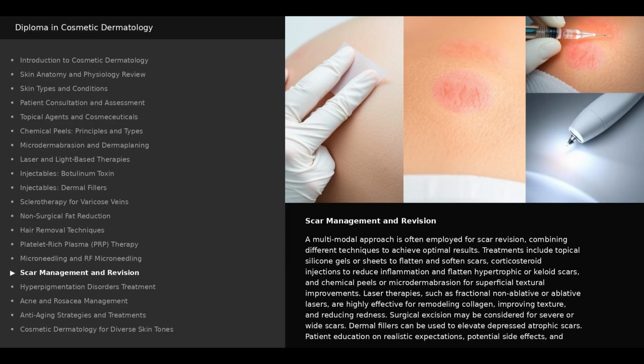Laser therapies, such as fractional non-ablative or ablative lasers, are highly effective for remodeling collagen, improving texture, and reducing redness. Surgical excision may be considered for severe or wide scars. Dermal fillers can be used to elevate depressed atrophic scars. Patient education on realistic expectations, potential side effects, and the need for multiple treatments is essential for successful scar management.